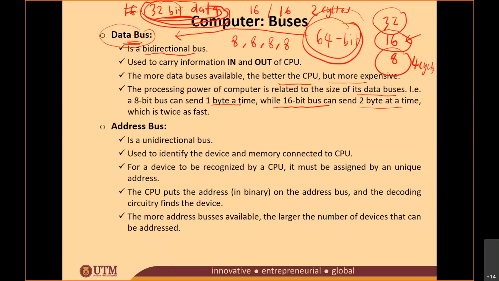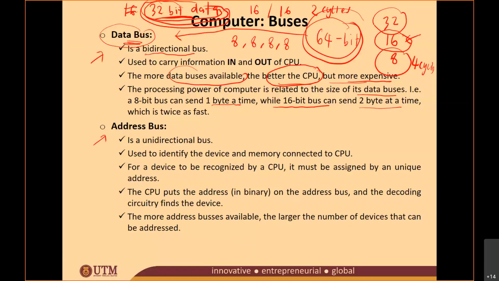So this data bus is actually important in order to determine whether your CPU is faster or not. But of course, the better the CPU or the bigger the data bus available, the more expensive the computers. So this is for the data bus, and then the last one here, the address bus.